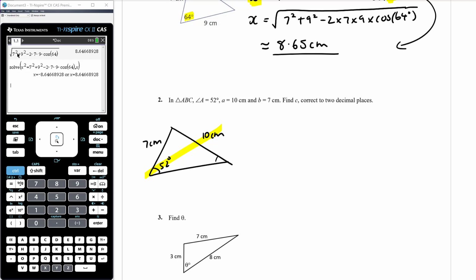So let me just label this. This is A, that's B, and that's C. So we could use sine rule to find this angle here. Okay, sine of B over 7 is equal to sine of 52 over 10, and then subtract from 180 to work out what C is. That would be possible. So the sine rule is an option here, but we could instead use the cosine rule if we just want to get straight to the answer.